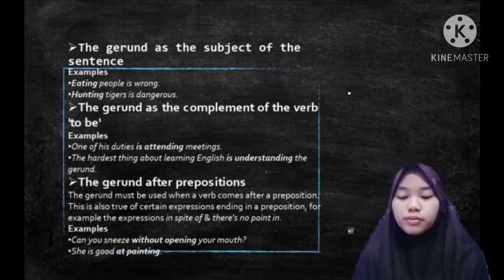The gerund after prepositions. The gerund must be used when a verb comes after a preposition. This is also true of certain expressions ending in a preposition, for example, "in spite of" and "there's no point in." Examples: Can you sneeze without opening your mouth? She is good at painting.